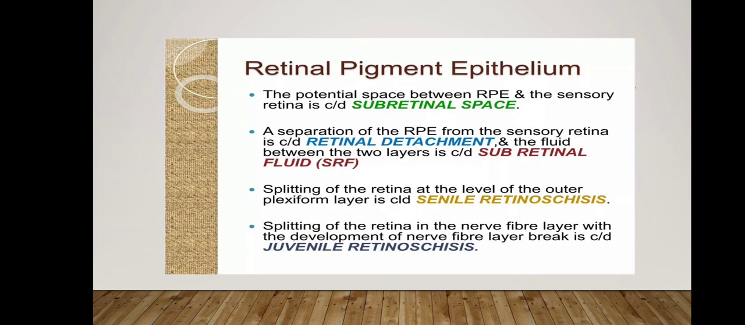The potential space between the retinal pigmented epithelium and the sensory retina is called subretinal space. A separation of the retinal pigmented epithelium from the sensory retina is called retinal detachment, and the fluid between these two layers is called the subretinal fluid. The splitting of the retina at the level of the outer plexiform layer is called senile retinoschisis. The splitting of the retina in the nerve fiber layer with the development of the nerve fiber layer break is called juvenile retinoschisis.